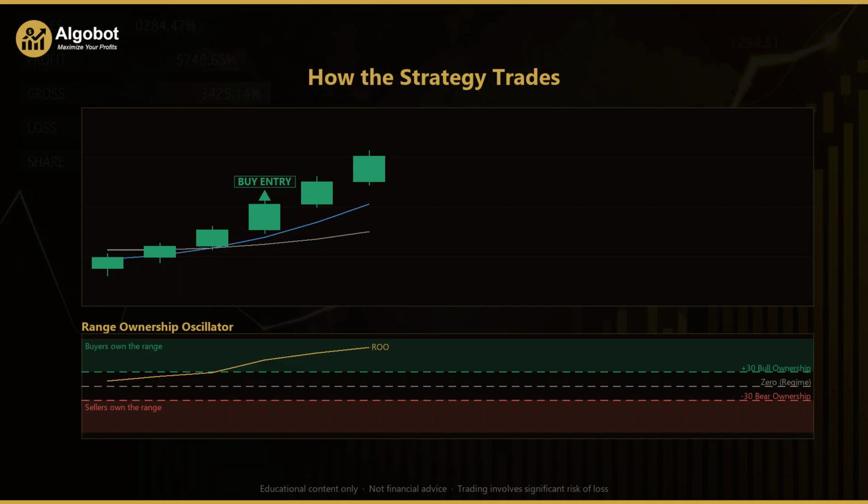Now the fourth candle. It's a strong, wide-range bar that closes near its high, and that single bar hands a big chunk of range to the buyers. In the panel, the oscillator pushes up through the plus 30 line for the first time. That is the fresh ownership shift the strategy waits for.